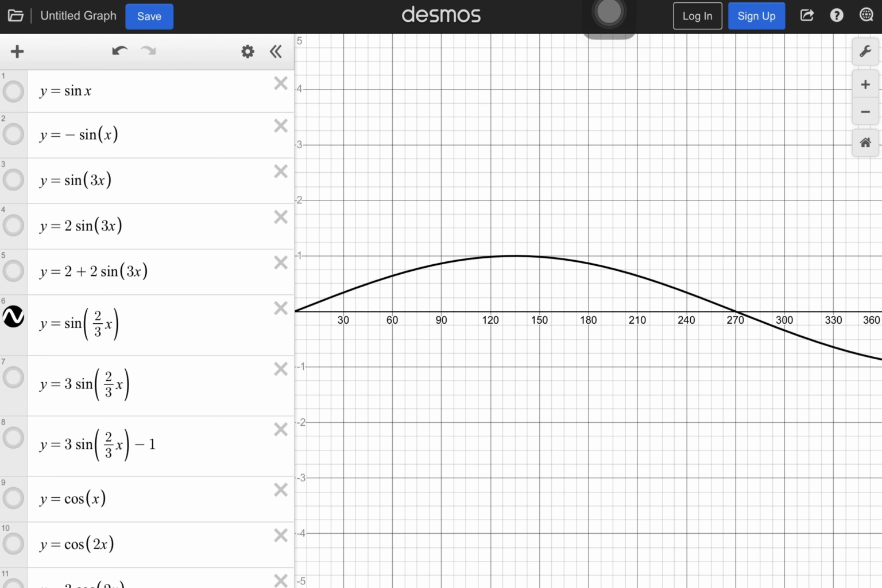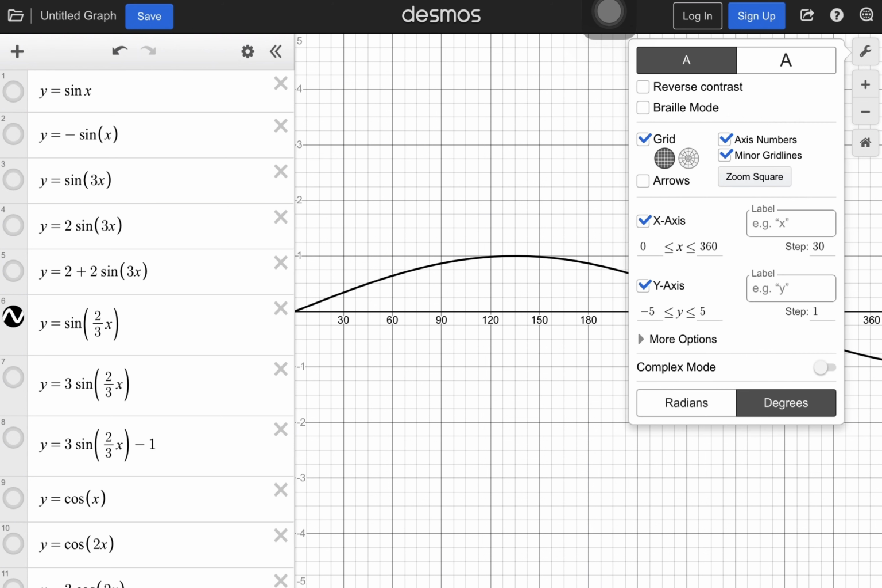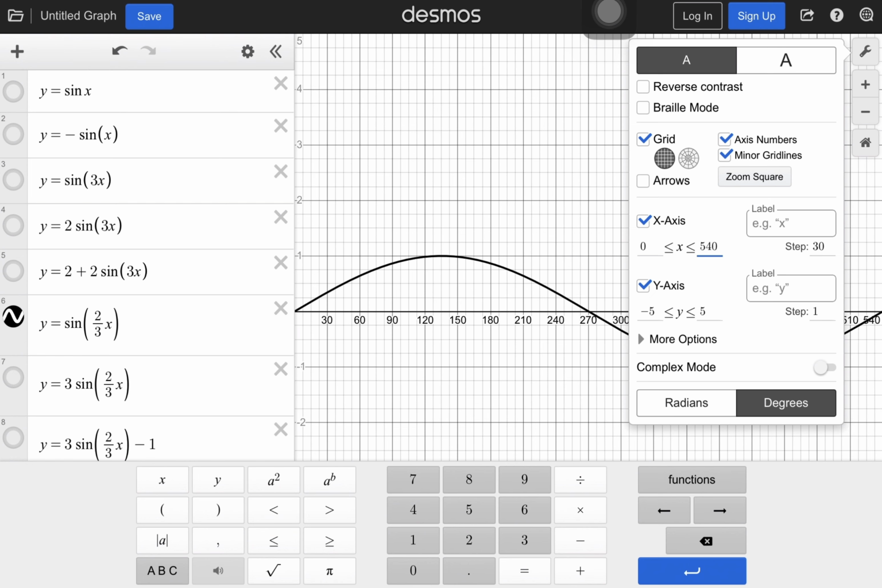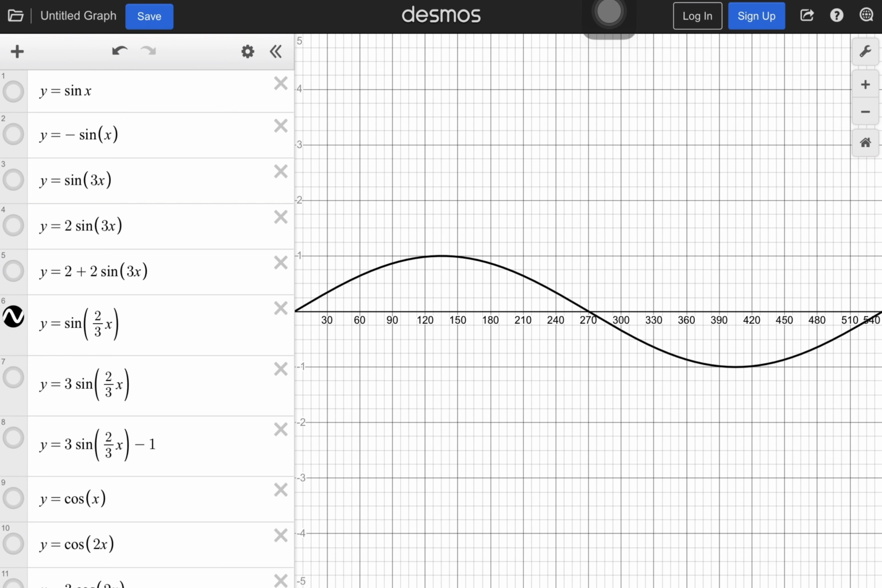Now let's try y equals sine 2 over 3x. This time, the graph stretches horizontally, so the period becomes longer, which is 540 degrees. Let me change the x-axis from 0 to 540. To make sure you understand, you will see one full wave. Can you see it now?